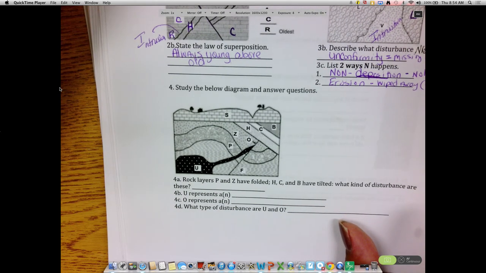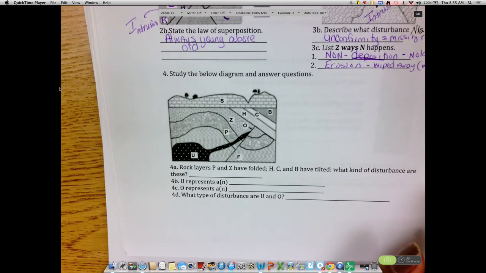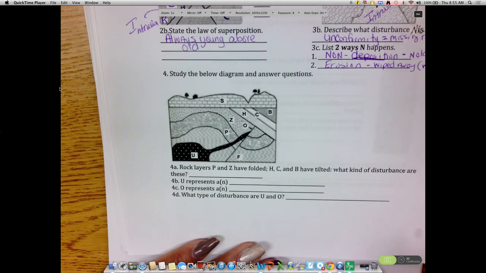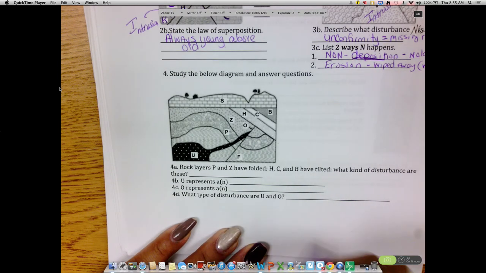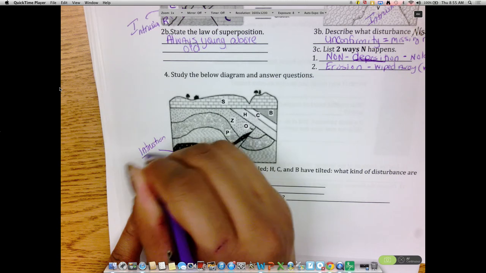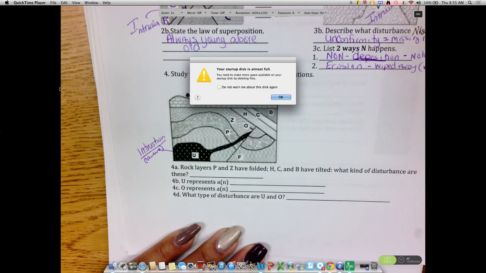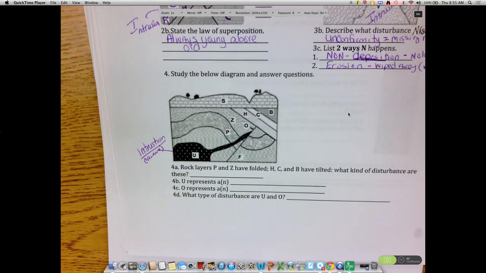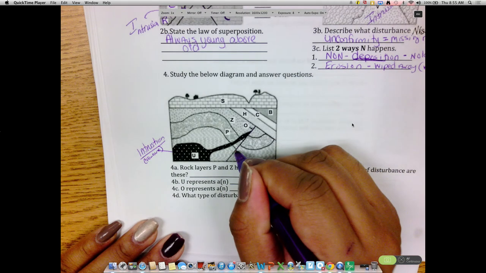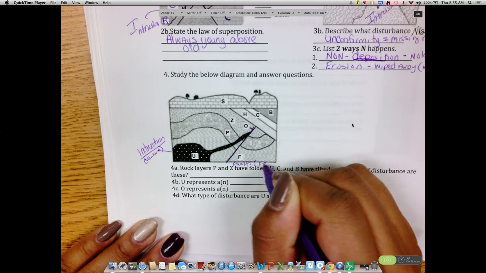Number four says study the below diagram and answer the questions. Well, before we do anything, remember those steps I told you to do. It was one step. Label the features. Do we have any features on here? Yeah. Okay, what are they? We got an intrusion. What letter is the intrusion? U. Here's your intrusion. And we said we're labeling these features, so we should probably call this a feature. And then we have a fault, which is?